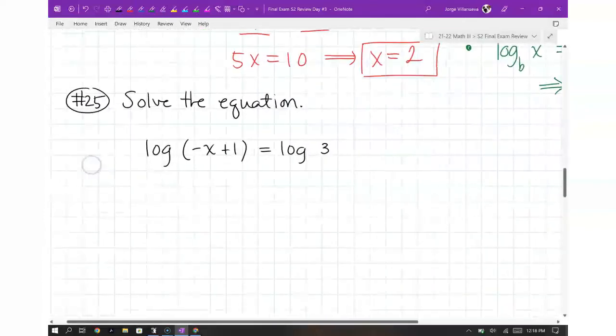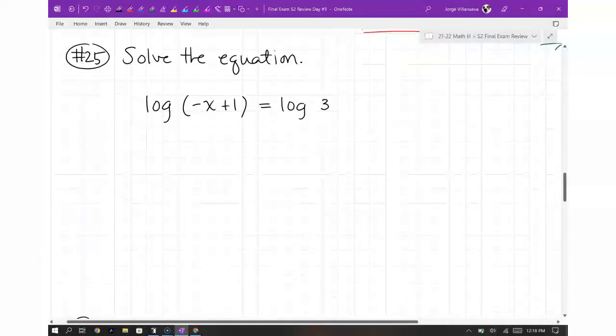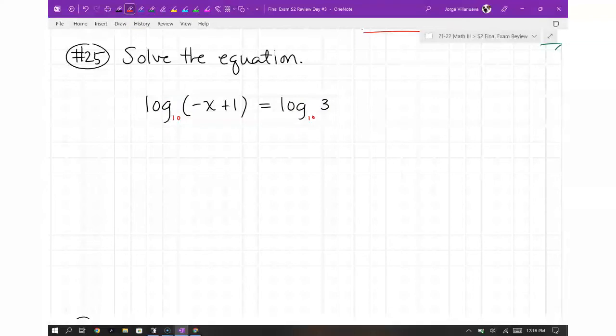Okay? This one not as difficult. Okay? Log of negative x plus 1 equals log of 3. Notice there's no base, so what's my base supposed to be? A 10, right? It has to be a 10. If it's not there, it's a 10. Do you have to write it down? No. But if you wanted to, you could say base 10. And that's okay. But you don't have to write it down. Notice how it's already log base 10 equal to log base 10. So all I have to do is just get negative x plus 1 and set it equal to 3.